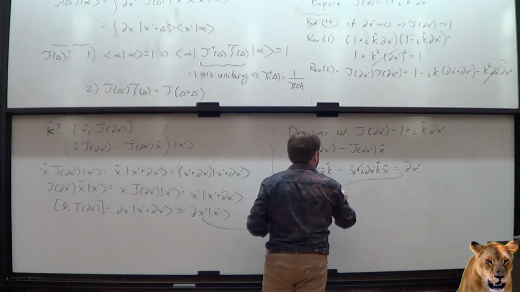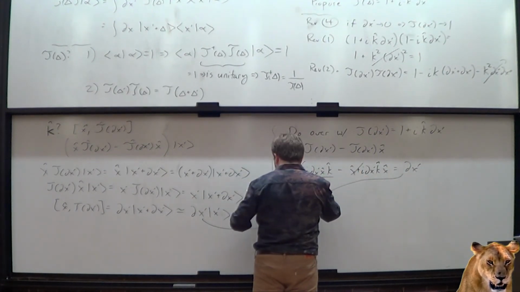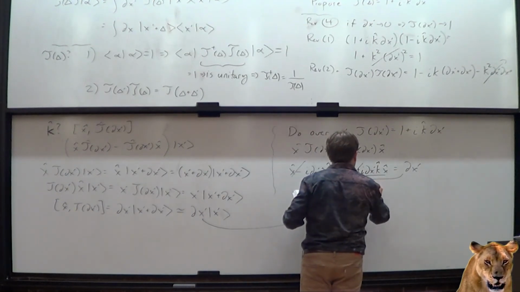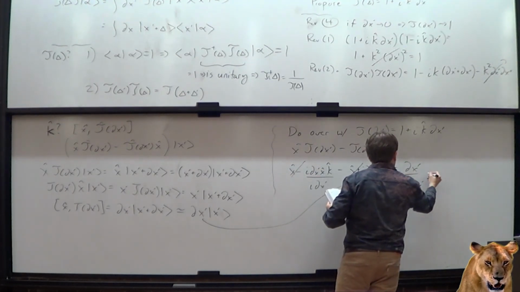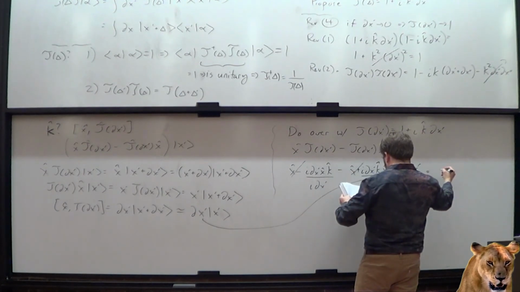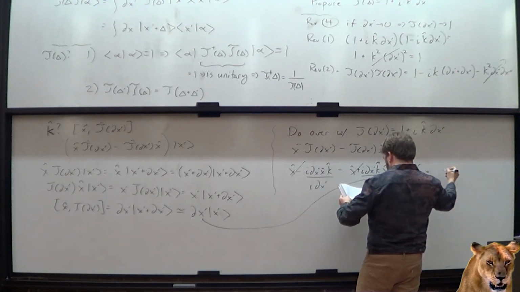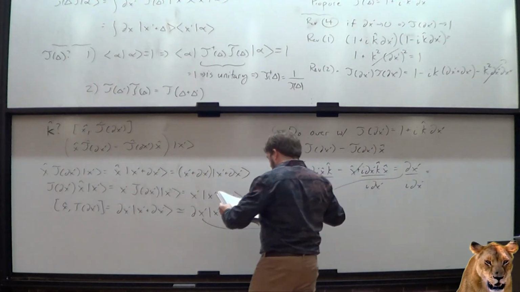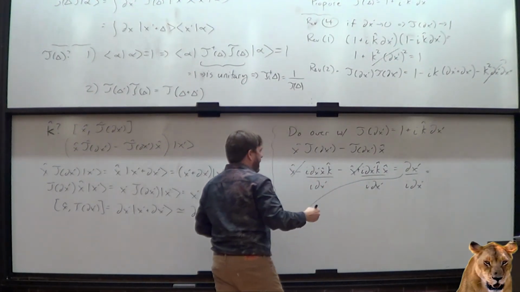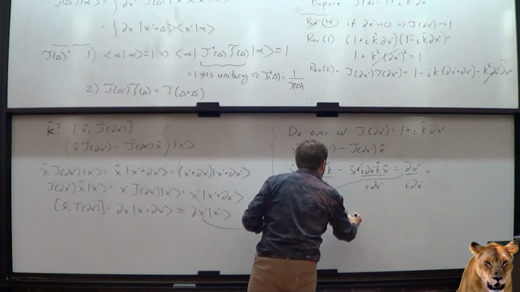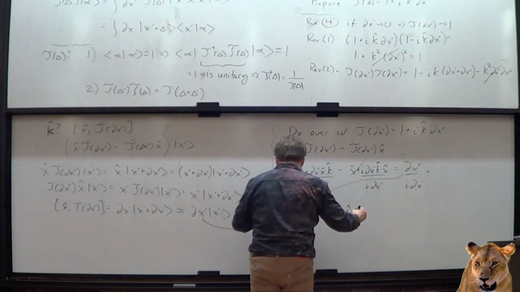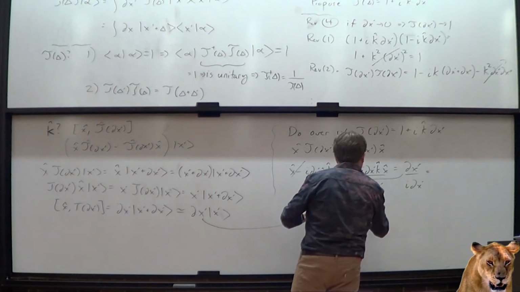The x's have canceled, and now what I'm going to do is divide by I dx prime. God, I know this looks awful, doesn't it? Which is equal to minus I, right? Hold on a second. Minus I. Yeah, minus I. So this is xk minus kx. And this has got to equal minus I.